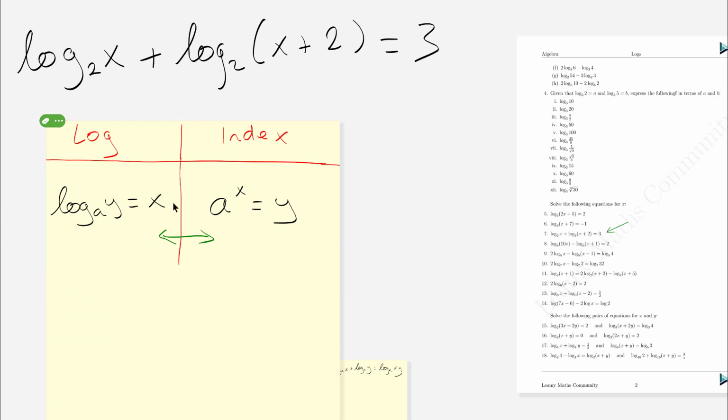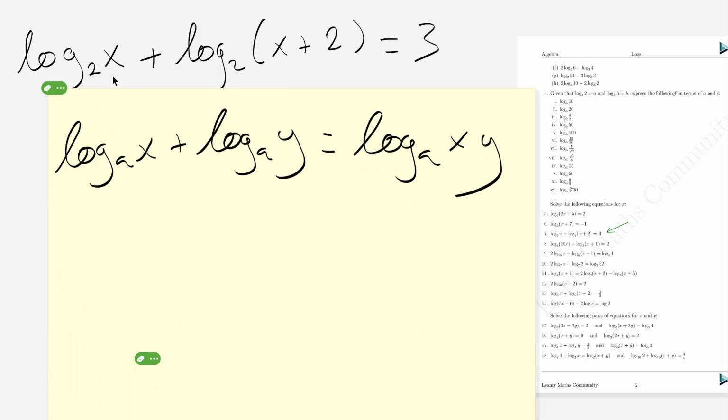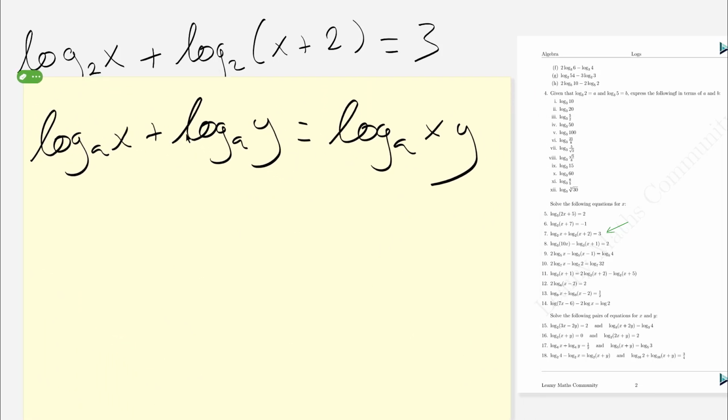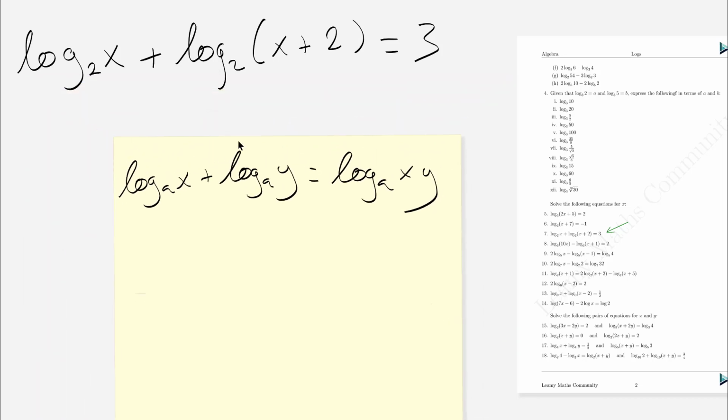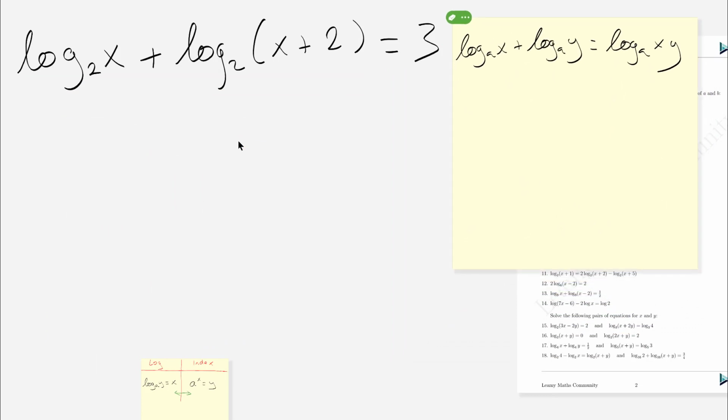In order to use this rule, we only have to have log appearing once on the left-hand side. Right now, I've got log plus another log, so I have to handle that first. And we know what rule we can use. If you have 2 separate logs, log to the base a of x plus log to the base a of y, and you add them, you get log to the base a of xy. That's telling us you multiply the arguments. I'm going to use that rule right now to continue with this question.